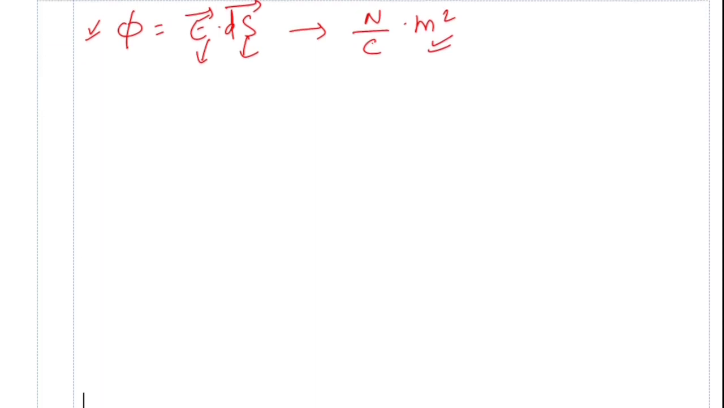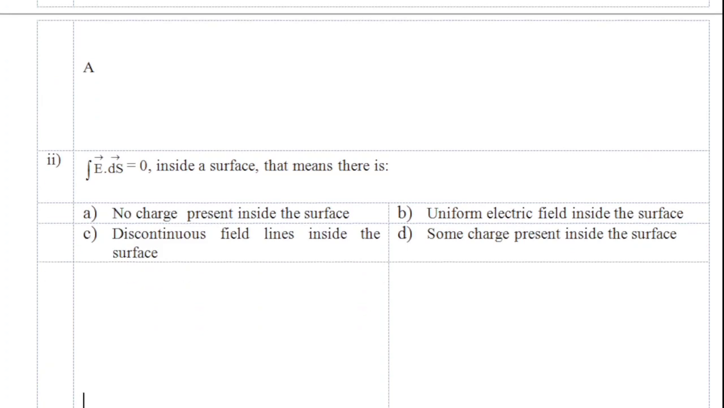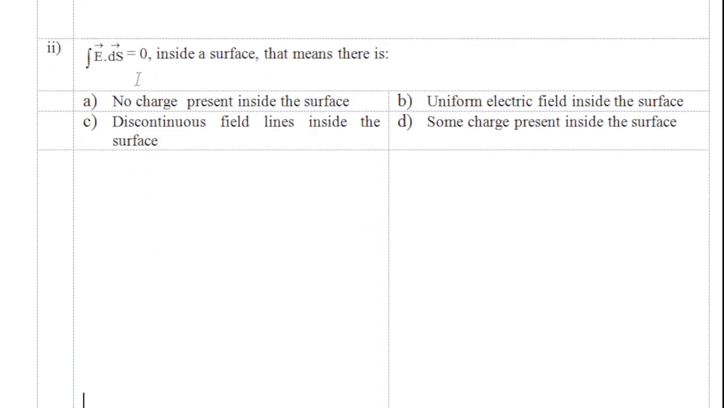Now next question number 2. Next question is, integration of this E dot ds equal to 0 inside a surface. That means, what is Gauss theorem? According to Gauss law, total flux over a closed surface, it means E dot ds is equal to total charge enclosed within the surface divided by epsilon naught. This is Gauss theorem. Now here it is given that if E dot ds is equal to 0, it means this term is equal to 0. So it means Q, this whole is 0.